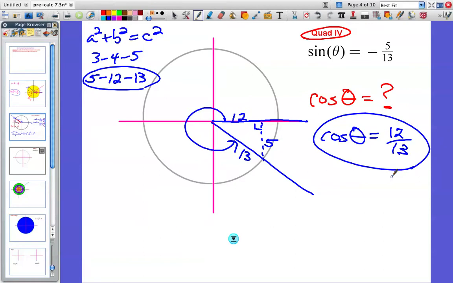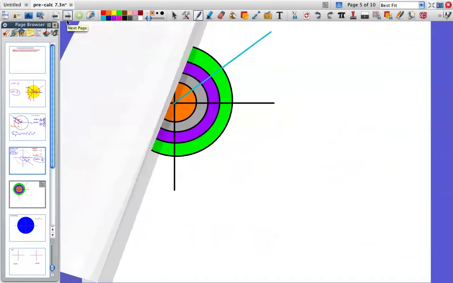I don't know what the angle is right now, and we don't care. That's not what we're after. We're after the ratio: what is the cosine of the angle, or what is the sine of the angle. Okay? Let's keep moving on this.